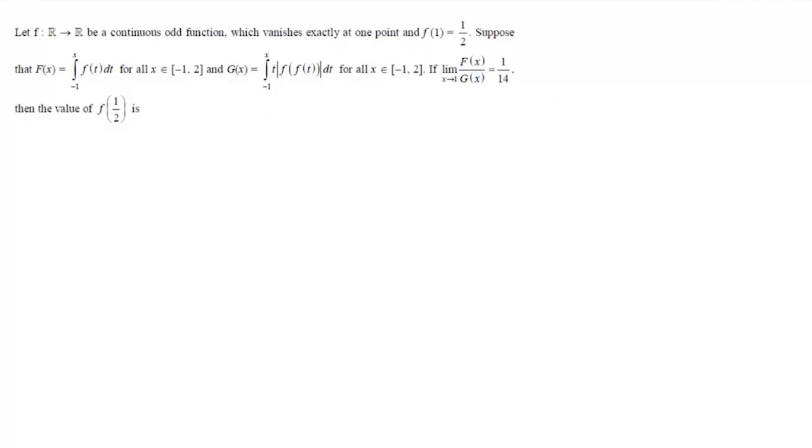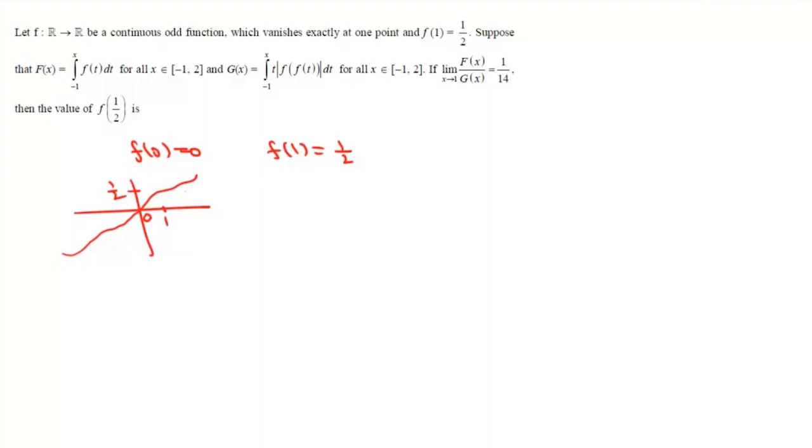Now here the question is, let f(x) be a continuous odd function which vanishes exactly at 1 point. Now it is a continuous odd function, and we know that for an odd function f(0) is 0 and f(1) equals 1/2. That means this function will be in the first and third quadrant with value at 0 as 0, and at 1 the value is 1/2.